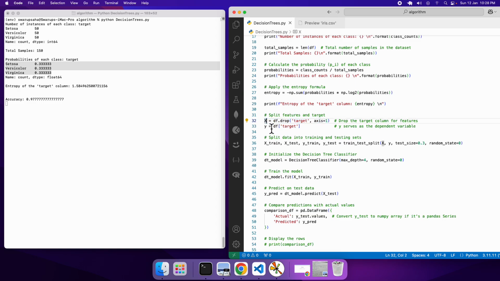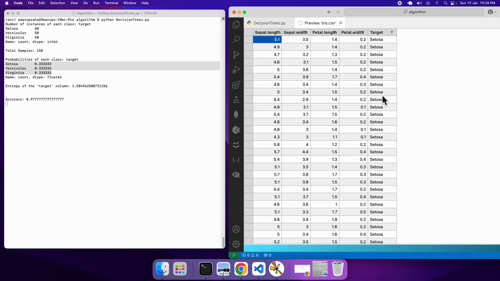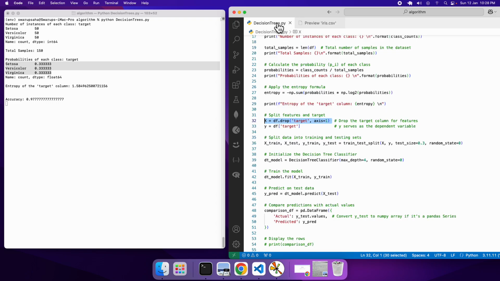So that brings us to the capital letter X. X would be holding all the features except the dependent feature, which means it will be holding these 4 features. For that reason, what I have written is data frame dot drop. You are going to disregard the feature named target, and you are doing it at the column level.